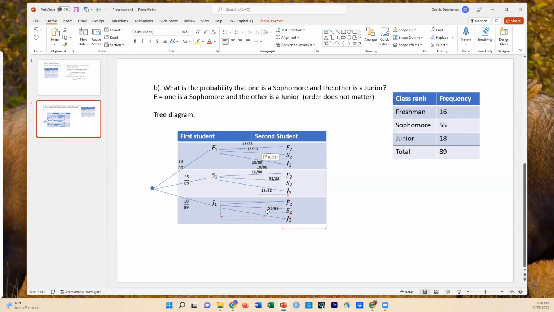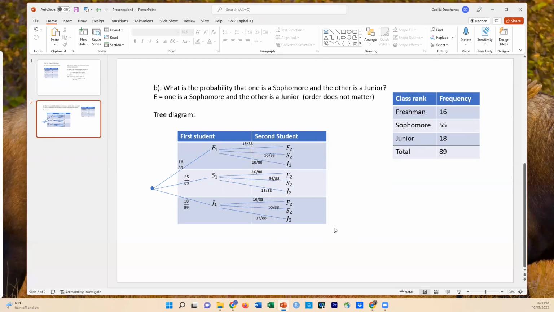Oops, I only grabbed one of them. It happens sometimes when you copy stuff. You've got to be careful to grab all. Okay. So now if we pick a junior as the first student, for the second one there are still all 16 freshmen in the room, and all 55 sophomores. But now for the juniors, there's one less because we chose one for the first student. So that's 17.